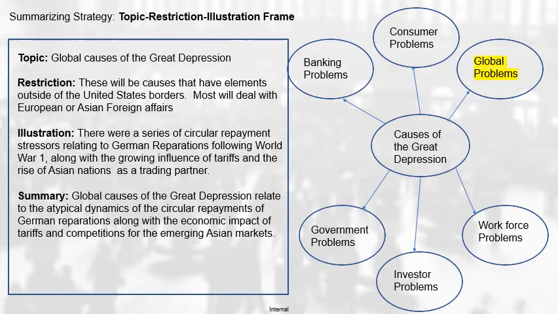So you start off with what are the global causes, what's the restriction of those. They'll have elements outside of the United States, most deal with either Europe or Asia. What's an illustration? And we talk a little bit about how after World War I there was a series of circular payments where Germany couldn't pay some countries, and those countries then couldn't pay other countries, and it was kind of a vicious cycle, and give a little bit of an illustration there. And then tie these three factors into a continuous statement, which helps really codify the global causes of the Great Depression into a single statement.